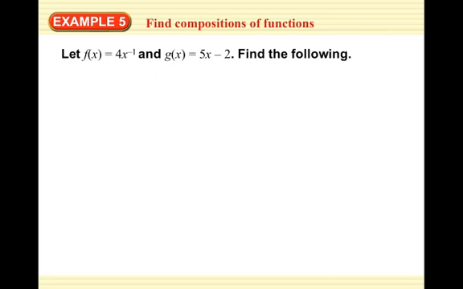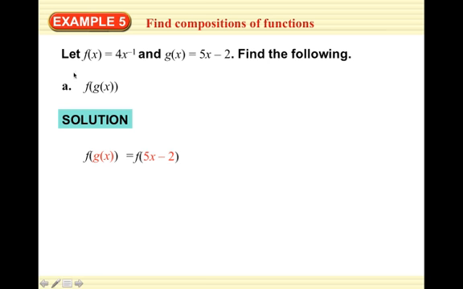All right, now we're actually going to find the compositions of functions. We're going to let f of x equal 4x to the negative 1 and g of x equal 5x minus 2. So we're going to find the following. We're going to find f of g of x. All right, f of g of x, we want to take the rule for g of x equals 5x minus 2, and we're going to use that as an input for f of x. f of an input is 4 times that input to the negative 1 power.